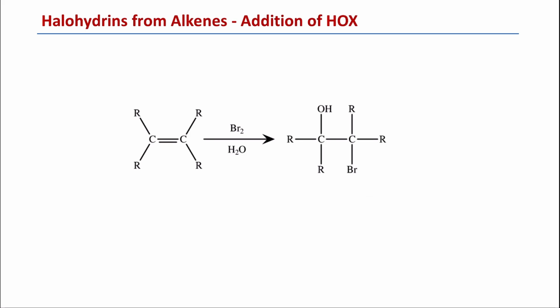In the previous slide, I talked about the addition of halogens, and I said that if you add the halogen in the presence of a nonpolar solvent, you're going to get the 1,2-dihalogenated alkane. However, if you use a polar solvent like water, you're going to get a different product. If we add bromine in the presence of water as a solvent to the double bond, you're going to get the halohydrin. You're not going to get the dibromo product.